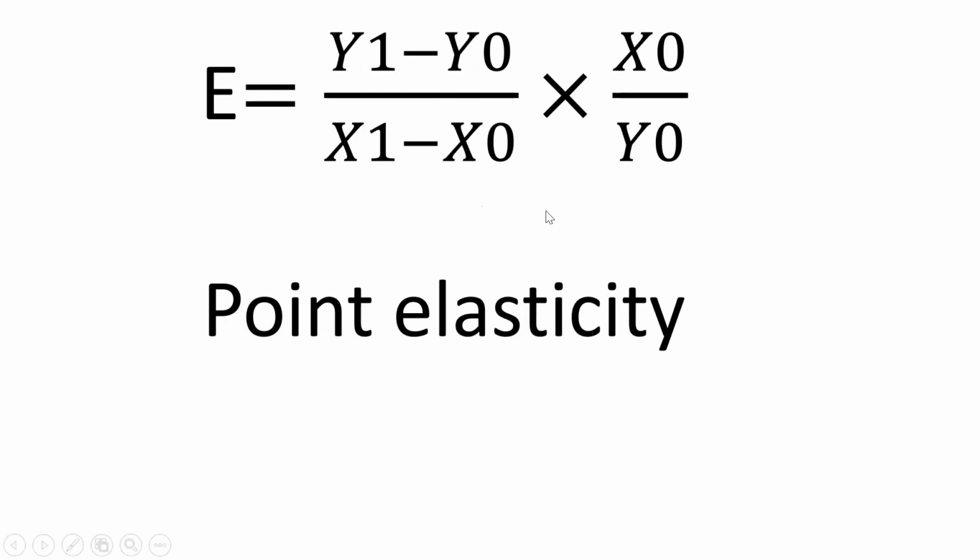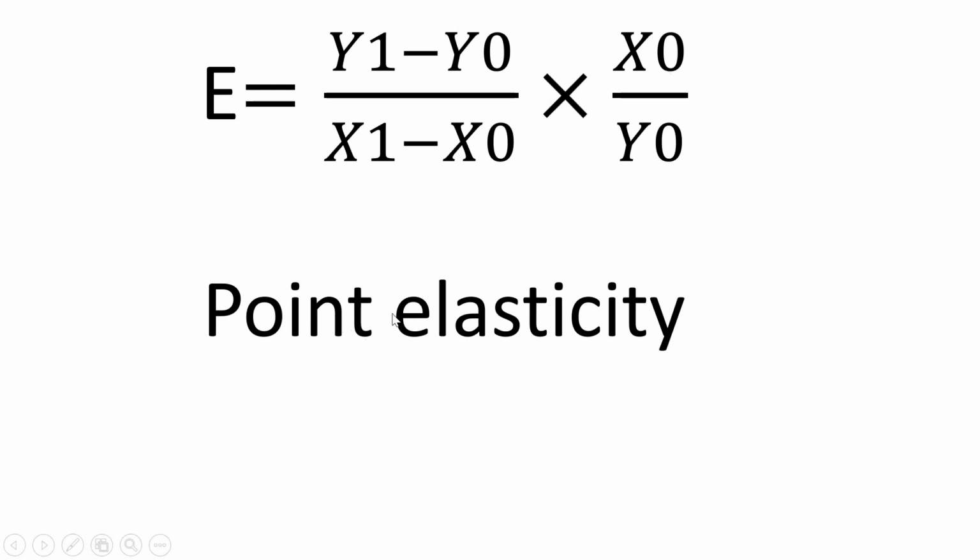This way of finding elasticity is called the point elasticity formula. We usually use this formula when the change in the determinant is minute, small, infinitesimal. So how small? By rule of thumb, when the change is less than 1%, then we can use this formula. But if the change is more than 1%, then we have to move on to use another formula called the arc elasticity.